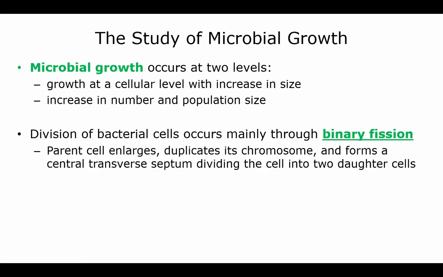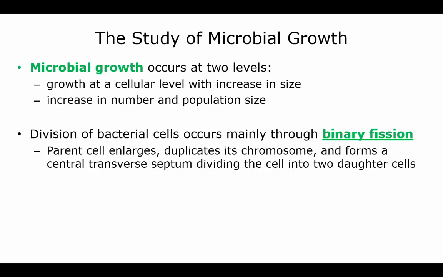Looking at microbial growth, it occurs at two levels. It occurs at the cellular level, which is how they increase in size, and it also causes an increase in the number and the population size. The main way that bacterial cells divide is through binary fission.